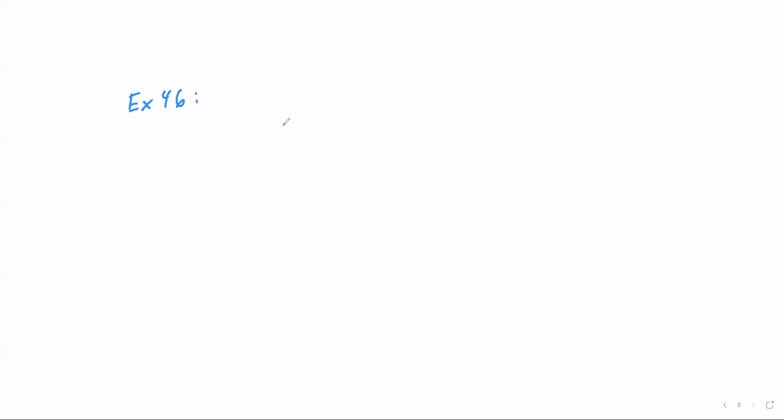So here we go. On example 46, we have x to the 6th minus 2x to the 5th plus 2x to the 4th plus 4x to the 2nd minus 8x plus 8, all divided by x minus 1 plus i.